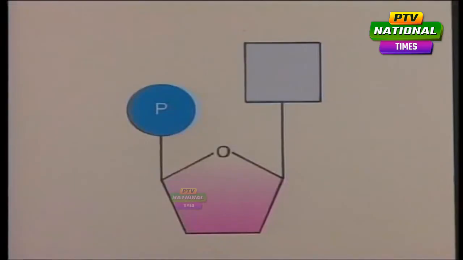Now, basically, there are two main types of nucleic acids: deoxyribonucleic acid, DNA, and ribonucleic acid, RNA. Now, deoxyribonucleic acid, or DNA as it's more commonly known, is a complex molecule composed of several repeating units.